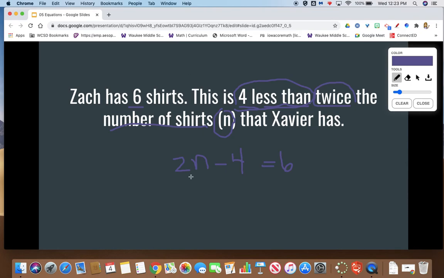I then could solve to figure out what Xavier has. To solve, I would add 4 to both sides. I'd be left with 2N equals 10. I divide both sides by 2. I figure out that the number of shirts for Xavier is 5.